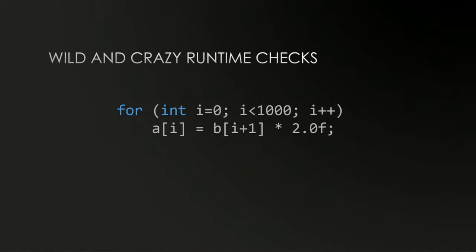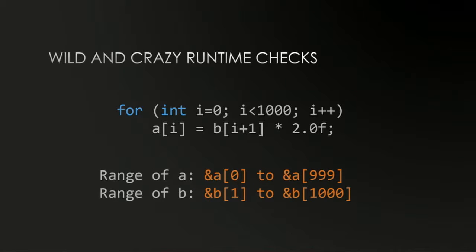What about this one? I've changed it just a little bit. A sub i equals B sub i plus 1 times 2. This one's slightly more interesting, right? The range of A goes from 0 to 999. B doesn't go from 0 to 999. It goes from B sub 1 to B sub 1000. If we emit the runtime check that compares A sub 0 through A sub 999 to B sub 0 through B sub 999, we're actually generating wrong code. It's possible that they overlap on that last element where you're accessing B sub 1000. In this case, this is the runtime check that we have to emit. That plus 1 inside of B has changed the range of accesses of B that we have to check against. All right, next.